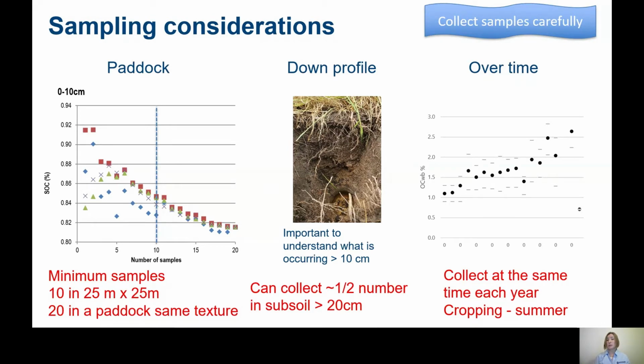So if you were collecting 20 samples in your topsoil for your 0 to 10 or your 10 to 20 centimetres, below 20 centimetres, you could look at collecting just 10 samples in there to get a good representation of that natural variability. And that's often because the microbial activity is lower in the 20 to 30 centimetres, so that variability is a lot less.